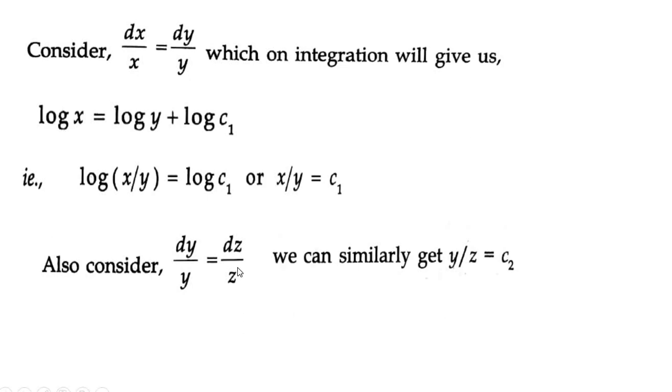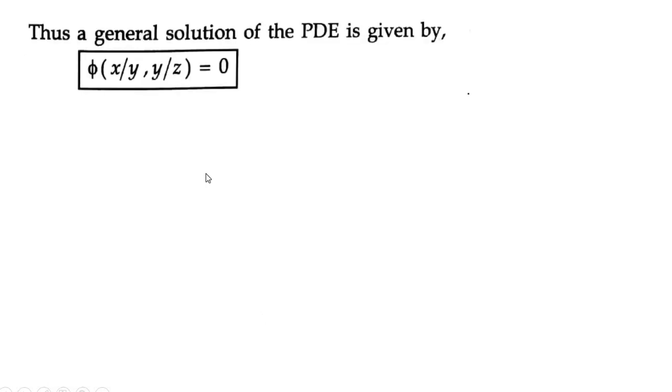Okay, so therefore when you consider dy by y equal to dz by z, you get similarly y by z equal to c2. Therefore the general solution of the PDE is given by phi of u, that is x by y, comma v, that is y by z, equal to 0. So this is my general solution.